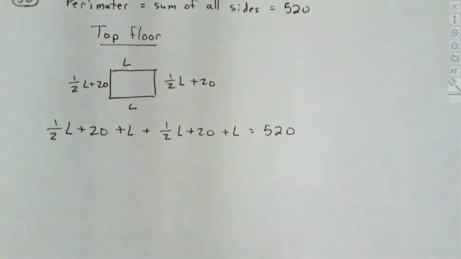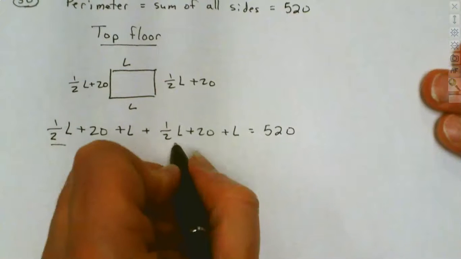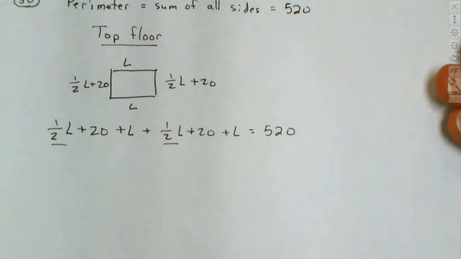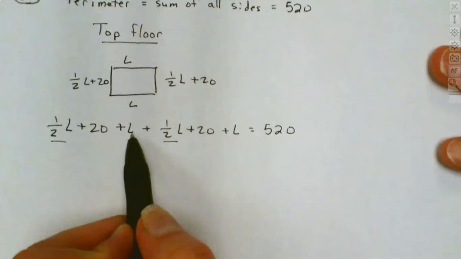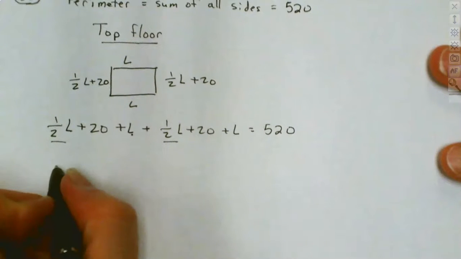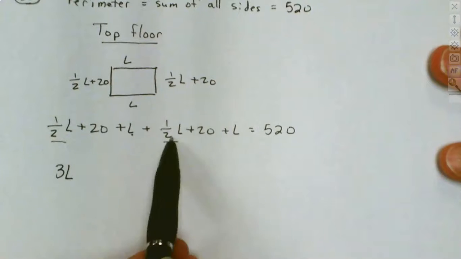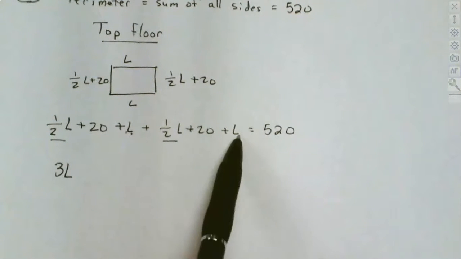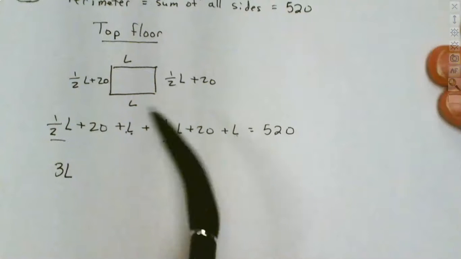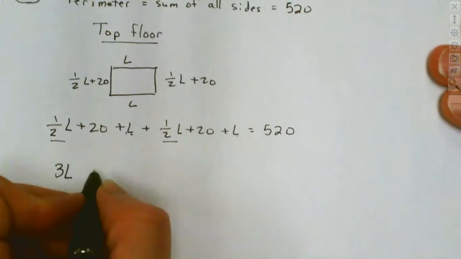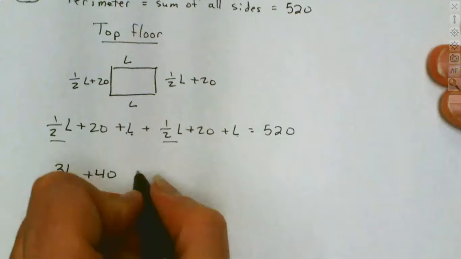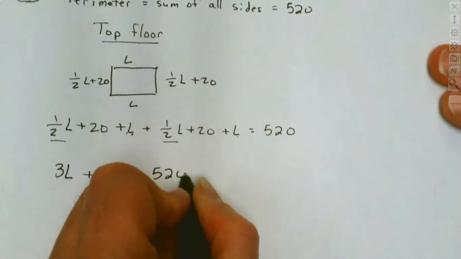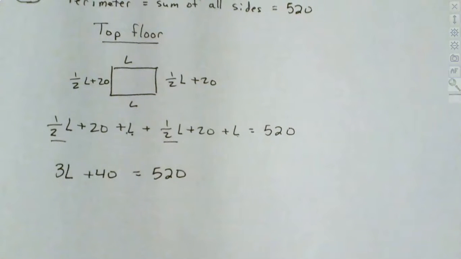Now we can combine like terms together. So we've got 1/2 of an L and 1/2 of an L. That's 1 L. Another one makes 2, and another one makes 3. So we've got 3L, because the 1/2 and the 1/2 go together to make 1, one more makes 2, and the 1 on the end makes it 3. So we have 3L, and then 20 and 20 makes 40. Now we've got our equation condensed down, and we can solve it from here.